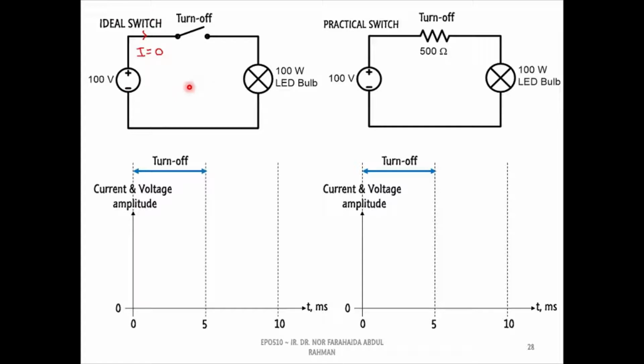However, practically, there is a small current that flows through the inner resistance. This current is called leakage current. Based on the circuit analysis, we can sketch the current waveform of the ideal and practical power switches as follows.